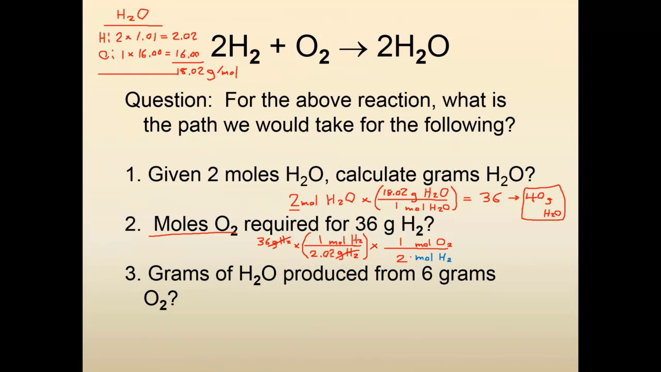Does that make sense? Any questions on that? I'm using the coefficients from the balanced chemical equation. And obviously there's no number in front of oxygen, which means there's an assumed 1. All right, cool. So now I'll go ahead and multiply everything on top and divide by the bottom. And what do I get?